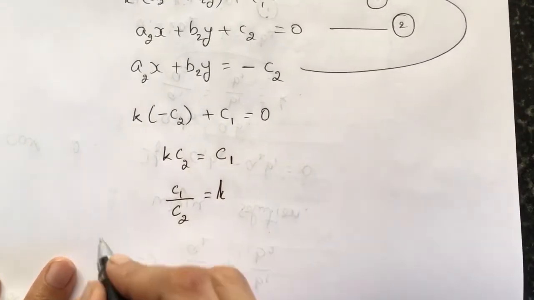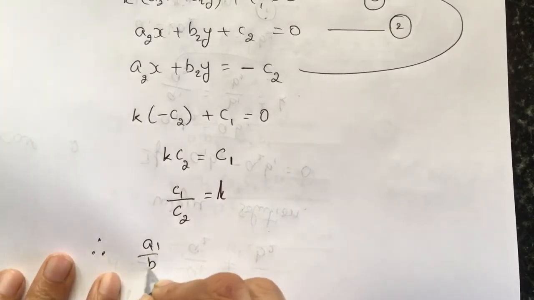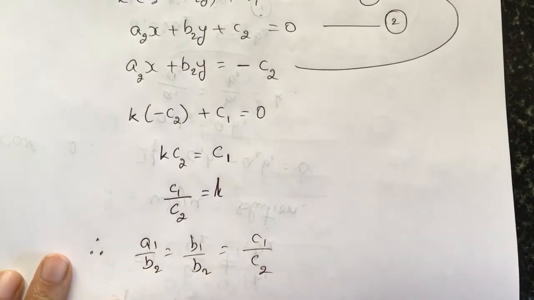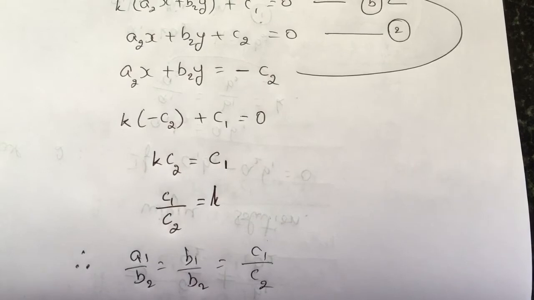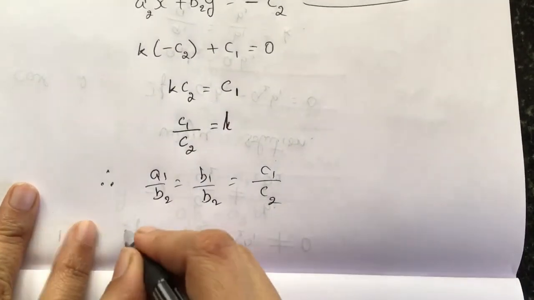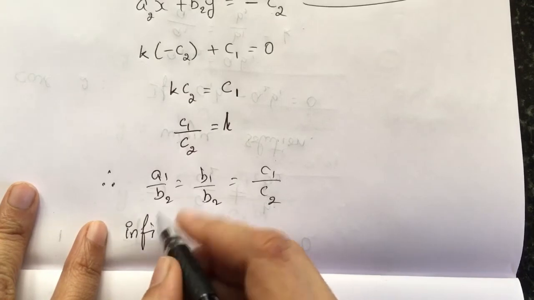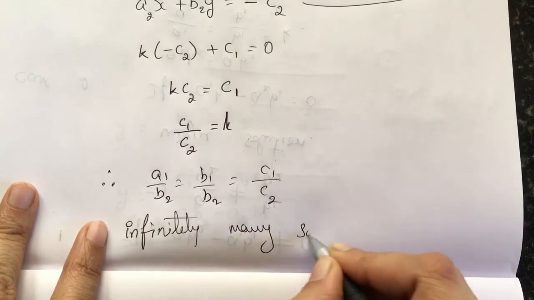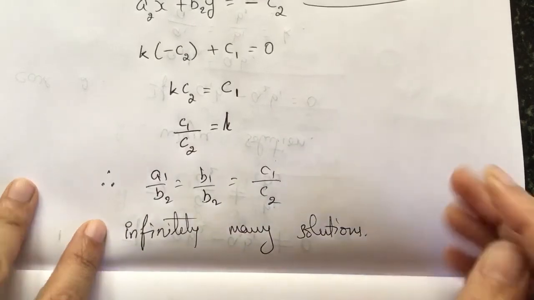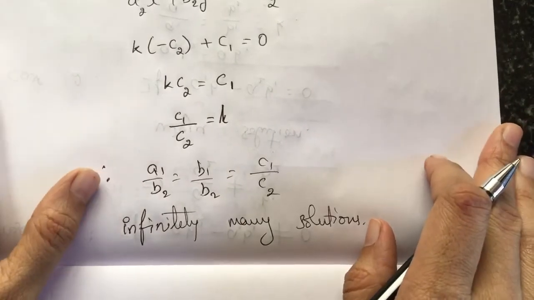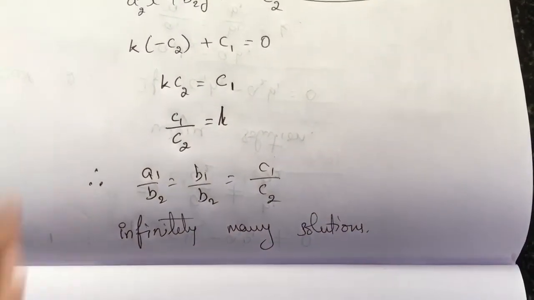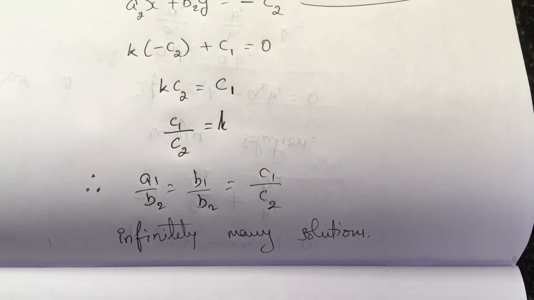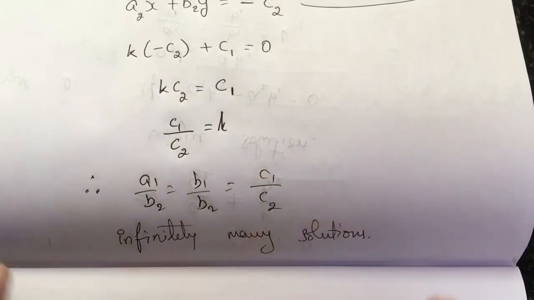So what are you getting finally at the end? You are getting A1 by A2 equal to B1 by B2 equal to C1 by C2. When this situation arises, we know that the pair of linear equations will have infinitely many solutions. So this is the case where you are getting A1 B2 minus A2 B1 equal to 0. If A1 by A2 is not equal to B1 by B2, then you are getting a unique solution.